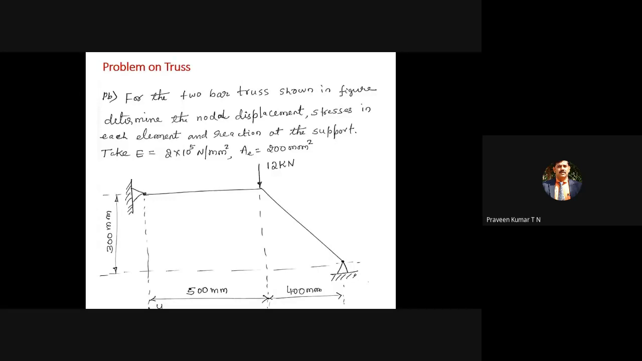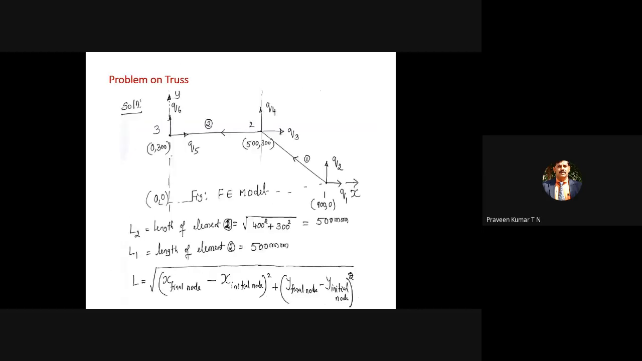So as per this problem, I consider this is node 1, node 2, node 3. This is element 1. This is element 2. You have to show the displacement for this node as well as this node. So now I have written the finite element model.